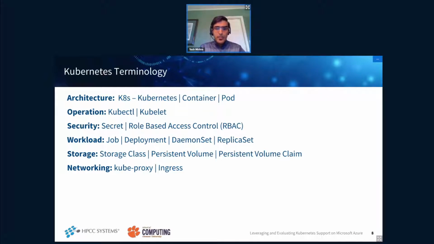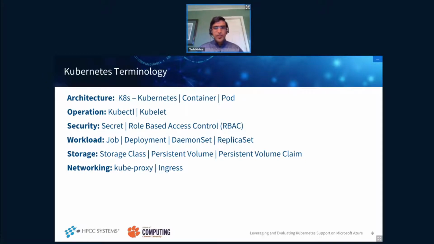Kubelet is an agent that runs on each node in the cluster and makes sure that containers are running in the pod. For security, a secret stores sensitive information such as passwords, authorization tokens, and SSH keys. Role-based access control, or RBAC, provides access to control resources for users based on the least privilege principle, which means that users are only given permissions for the job, just enough for the job to be run.